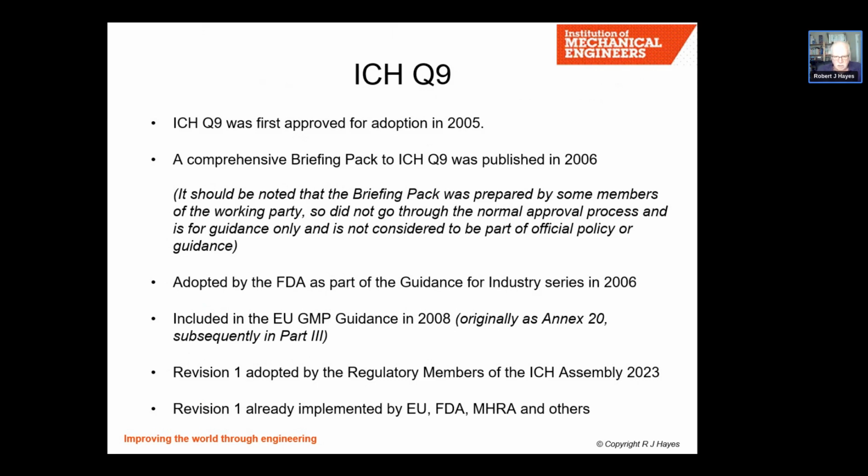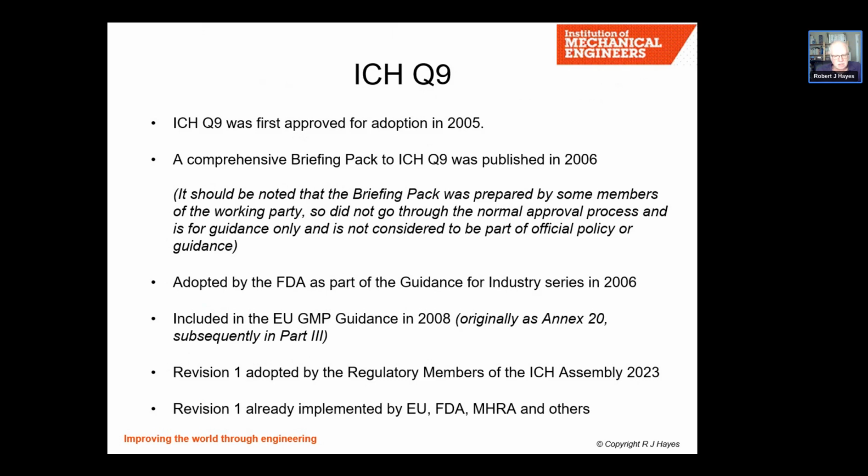It's not the guidance, it's not the policy, it's a briefing pack, but it's a large document. It's got lots and lots of useful information, various tools and techniques are explained, there's examples, and there's some very wise words in there. Now, ICH Q9, the guidance document, was adopted by the FDA in 2006, and it was included within the EU GMPs in 2008.